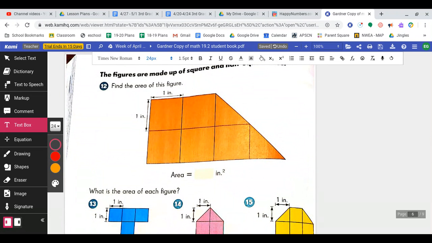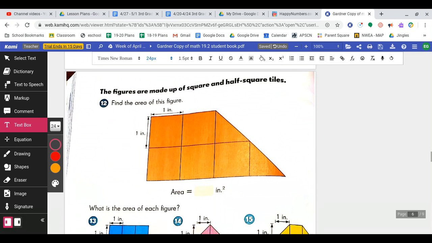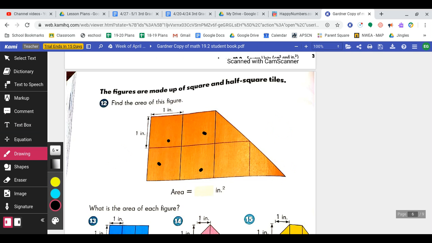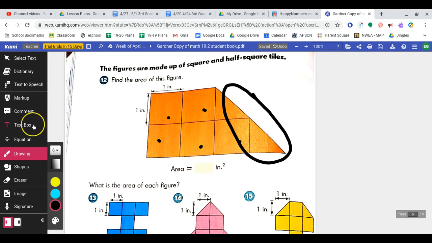Here is a figure with some half squares. Remember that 2 halves equal 1 whole. We've been doing this in the last 2 sessions, so you should be able to remember that. Now find the area of this figure. If we count them up, we would figure out how many squares there are, plus adding in the extra half squares. 1, 2, 3, 4, 5. We have 5 squares. Okay, now we're going to add the 2 halves over here, which equal 1 whole. So 5 plus 1 equals 6 inches squared.